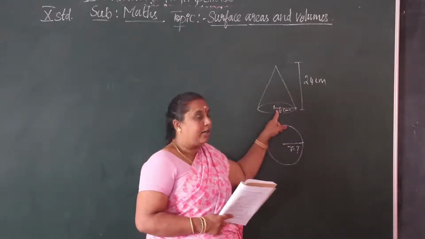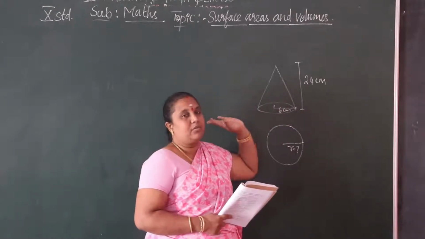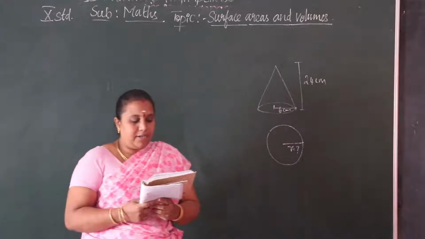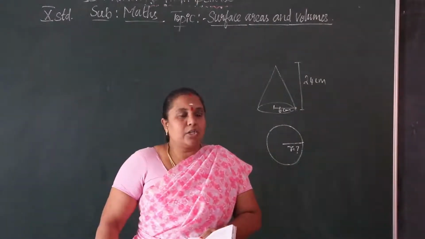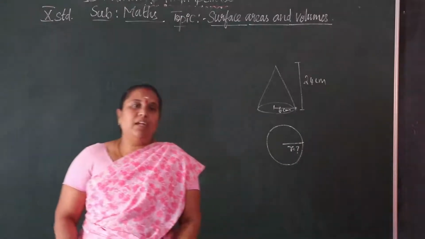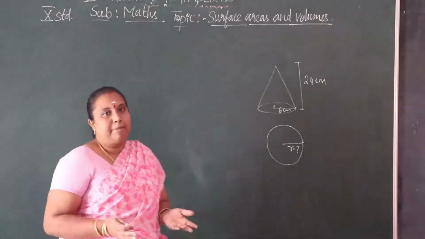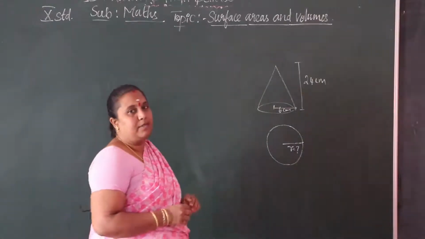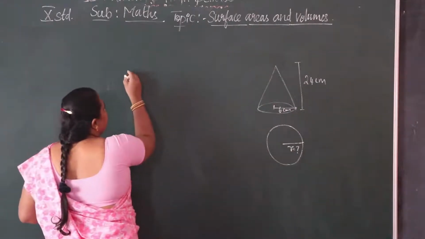Here we know r and we know h. We know both the measurements, so it is given. And then what is the formula to find the volume of a sphere? Four by three pi r cube. So here we have to compare, and by comparing we have to find out the radius of the sphere.